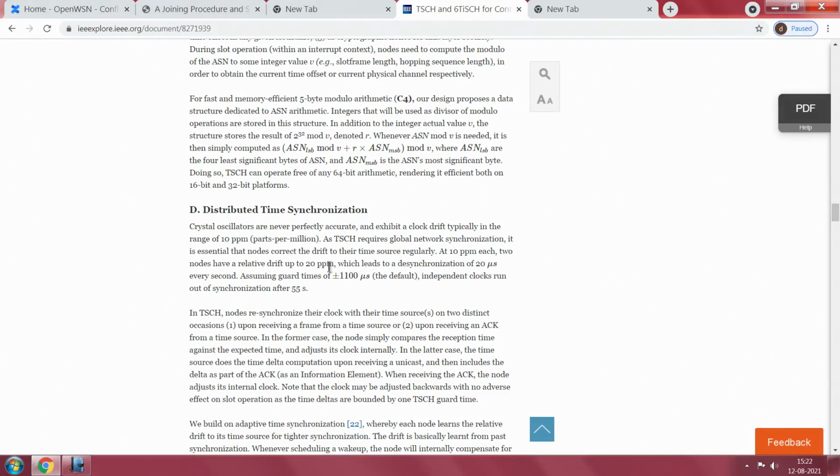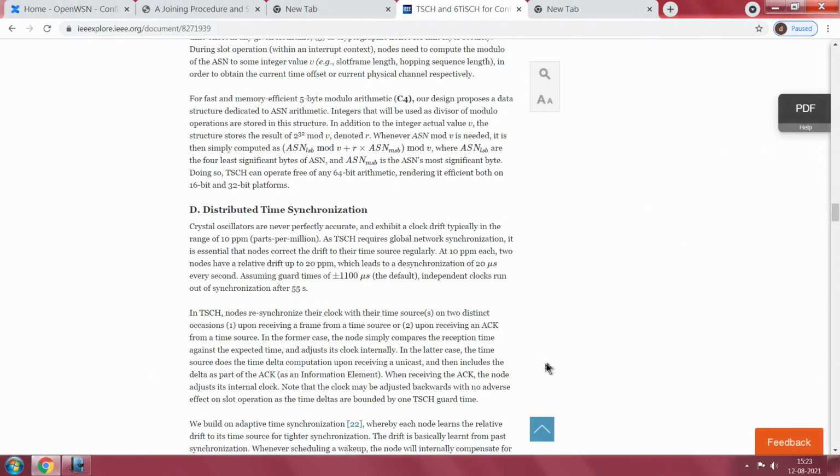There will be a drift; if you take 20 ppm, you will have a 20 microsecond drift every second. And if you assume guard times of about 1100 microseconds, which is essentially the default, the independent clocks run out of synchronization after 55 seconds. So, almost every minute you are out of synchronization, even if you put a 10 ppm crystal. Note here that the individual drift is 10 ppm, while the relative drift between two nodes is 20 ppm. This is an important thing, and it is written clearly that it is a relative drift. So, it is not going to work folks.